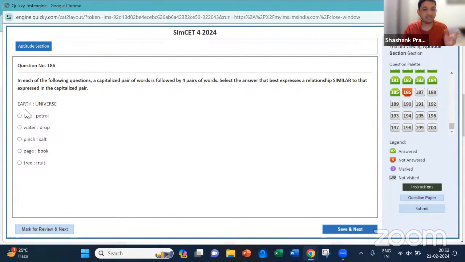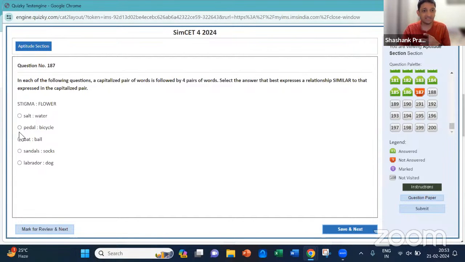Similar relationship. Yeah. Earth is a part of the universe. Liter is a part of petrol. Water is a part of drop. Pinch is a part of salt. Page is a part of book. Tree is a part of fruit. Page is a part of a book. Stigma, flower. Similar relationship. Yeah. Stigma, reproductive organ or part of a flower. Salt is a part of water.